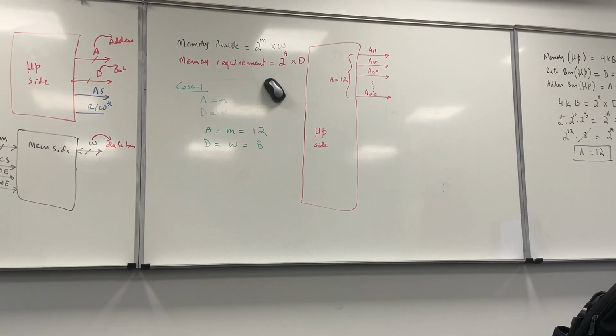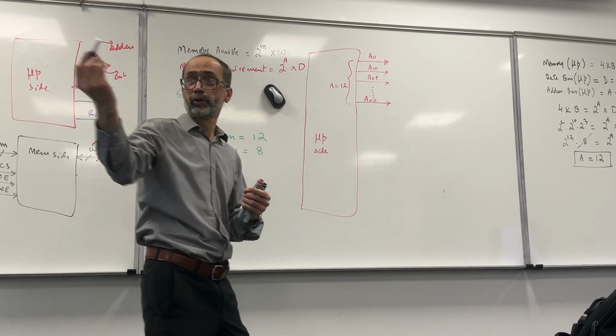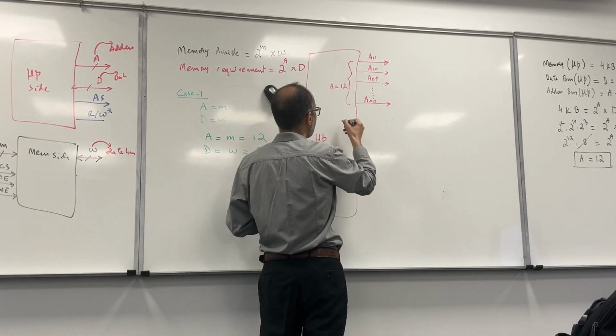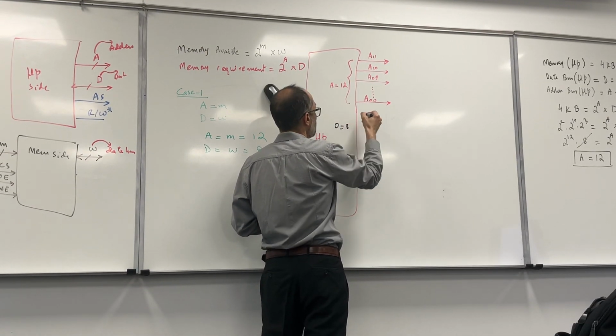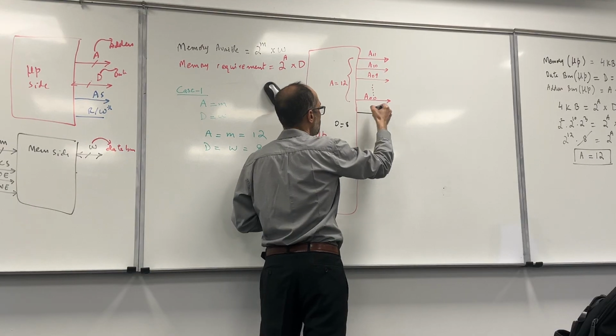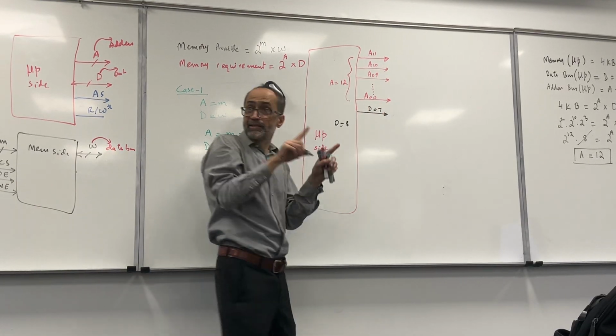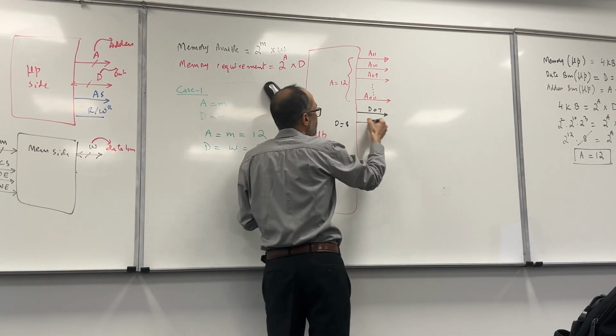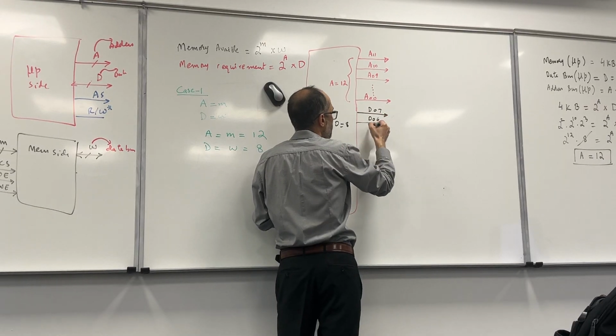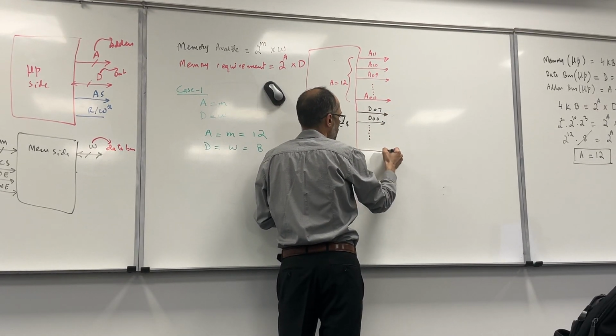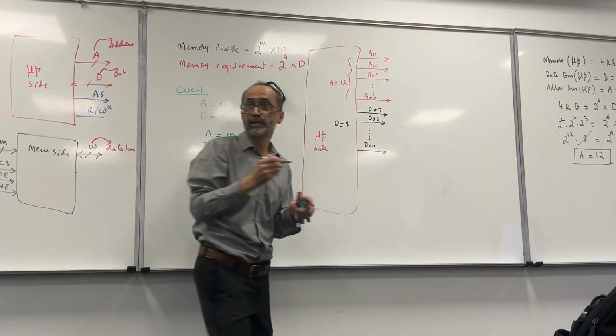Then we have another thing: D, the data lines. Now I'm doing it with the black color. My data lines, D, is 8. So the data lines are D07, because this is D so I use the index D, then D06, and so on until D00. Now these are my data lines.